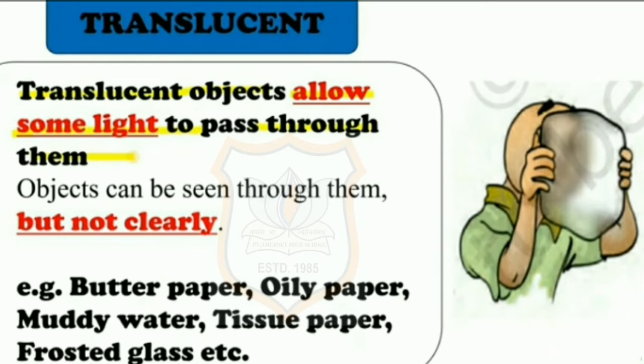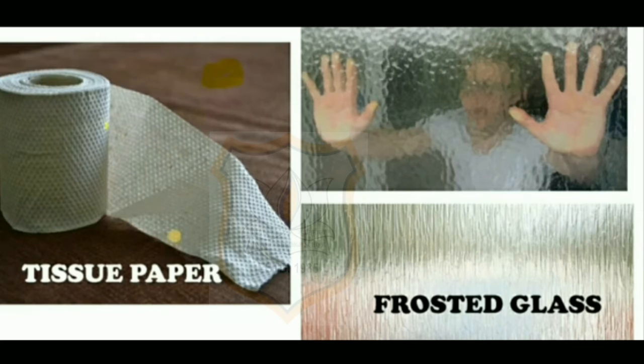The third type is translucent objects. Translucent objects allow some light to pass through them. Objects can be seen through them but not clearly. For example, butter paper, oily paper, muddy water, tissue paper, frosted glass, etc. You can see in the slide tissue paper and frosted glass.